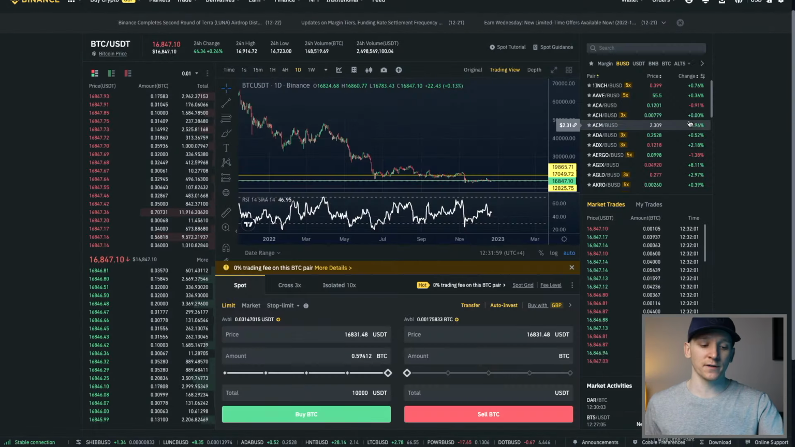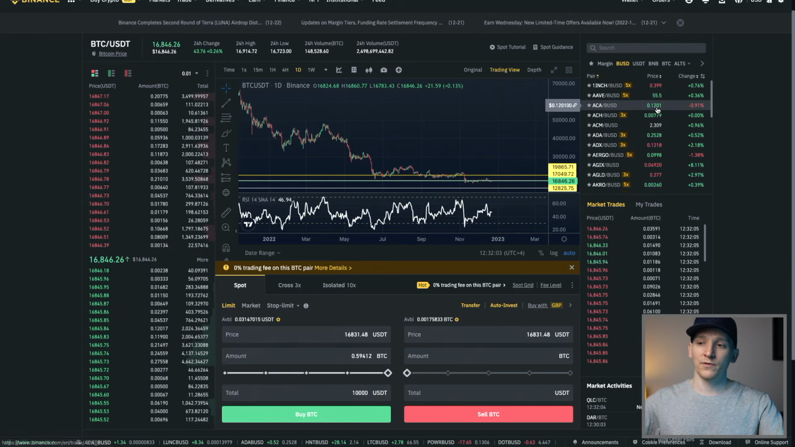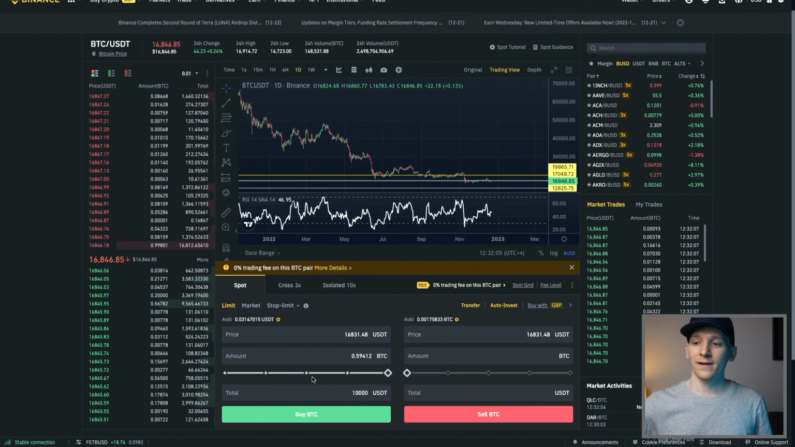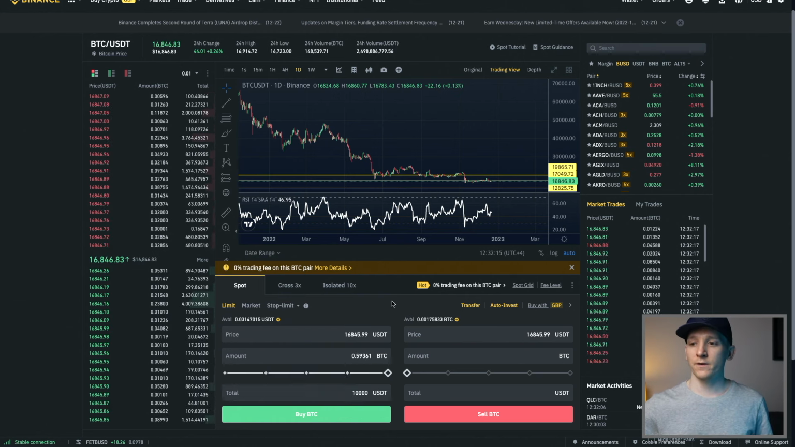Well, firstly, you'd need to go and open the long leg of the trade, which is this one right here, with the amount that you're trading. So let's say $10,000, as you can see here, $10,000 USDT, which opens a trade around 16,845, which would be, as you can see, 0.59 BTC. So we have a long position of 0.59 BTC.